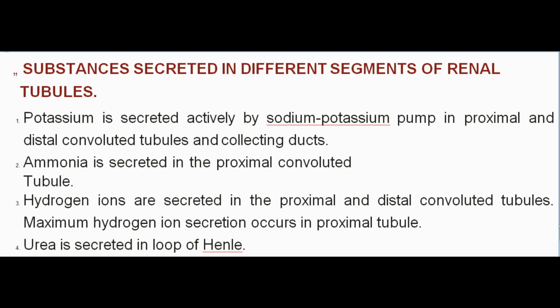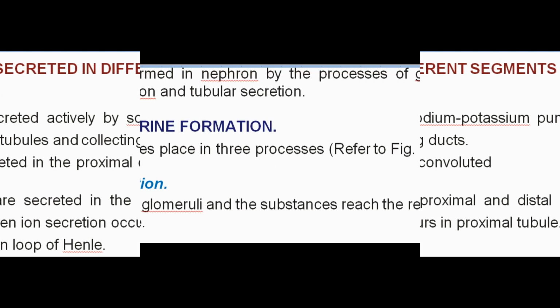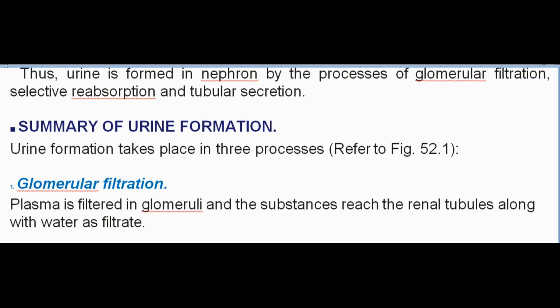Ammonia is secreted in the proximal convoluted tubule. Hydrogen ions are secreted in the proximal and distal convoluted tubules. Maximum hydrogen ion secretion occurs in proximal tubule. Urea is secreted in loop of Henle. Thus, urine is formed in nephron by the processes of glomerular filtration, selective reabsorption and tubular secretion.